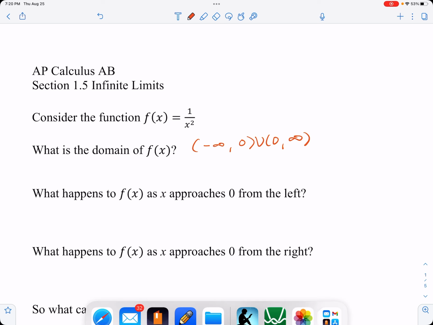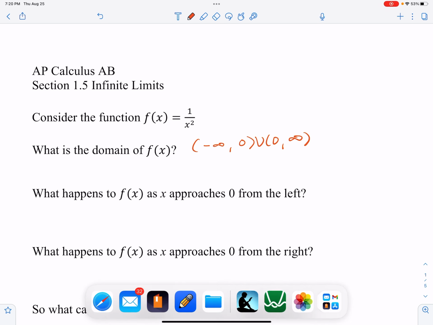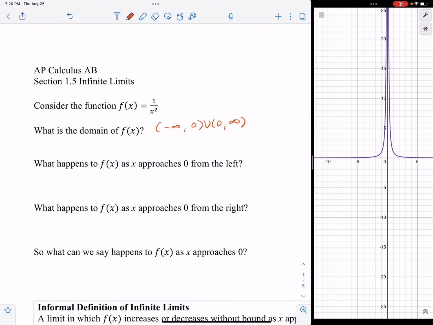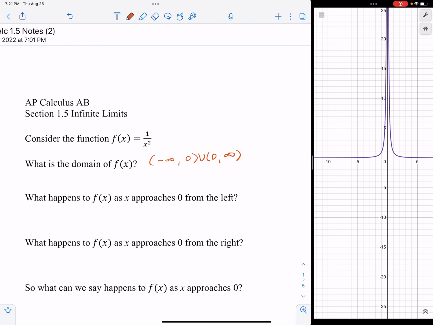Okay, so we want to know what happens to f of x as x approaches 0 from the left. Uh-oh, this sounds like a limit. Let me pull this graph back up so we can actually think about estimating these limits graphically. So taking the limit as x approaches 0 from the left of f of x, it looks like as x approaches 0 from the left, the function is increasing without bound, that it's approaching positive infinity.